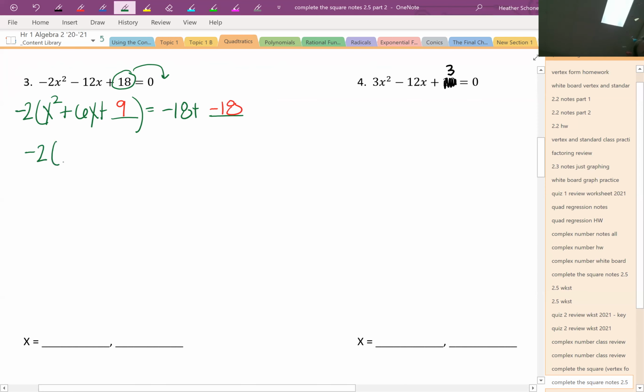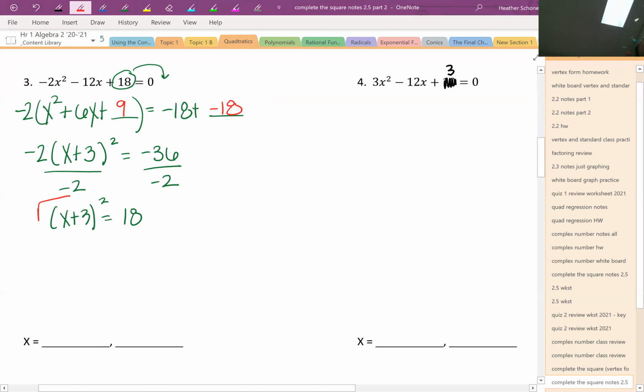So when we simplify this, this is going to factor, well, what multiplies to 9 and adds to 6 would be 3 and 3, or half of 6 is 3, so x plus 3 squared. This is the same sign, so we add and get negative 36. Can't take the square root yet. We have to get the parentheses by itself. So I'm going to divide both sides by negative 2. So I have x plus 3 squared equals positive 18.